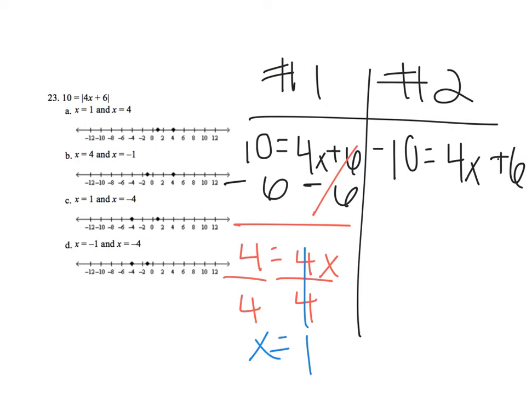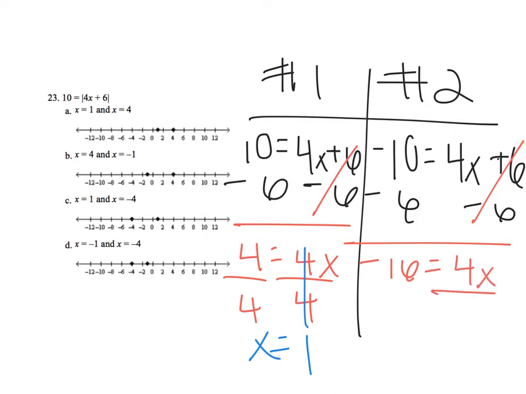Now we'll go over here to case number 2, and we will do the same thing. We'll subtract 6 from both sides, subtract 6. These cancel. Negative 16 equals 4x. Then we will divide by 4, divide by 4. These cancel again, and we will get x equals negative 4.